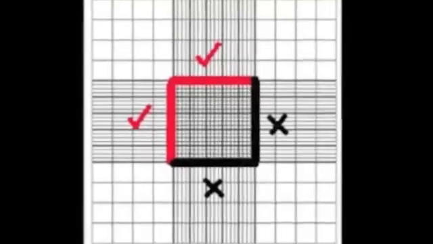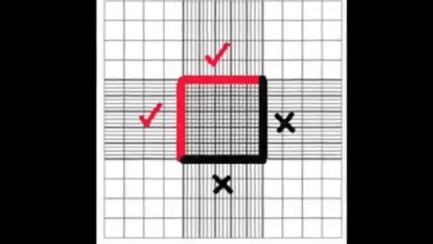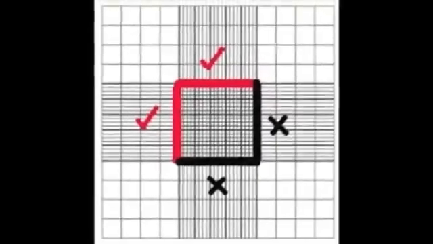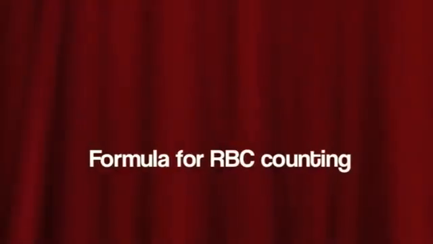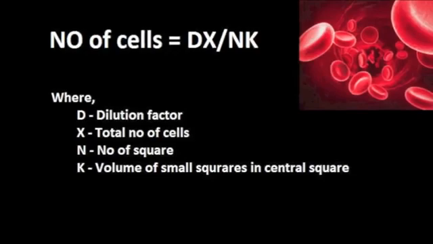When the cells are located along the borders of the squares, only the top and left sides of the squares are considered. Right and bottom sides of the squares are rejected. Formula for RBC counting: number of cells is equal to DX divided by NK, where D is the dilution factor, X the total number of cells, N the number of squares, and K the volume of small squares in the central square.